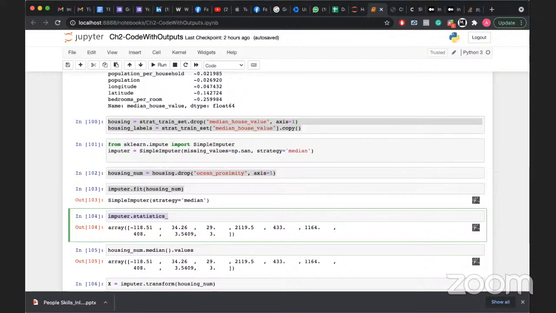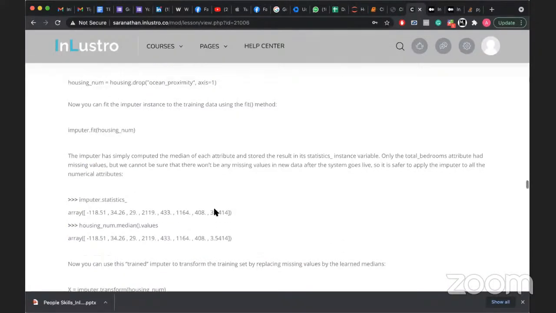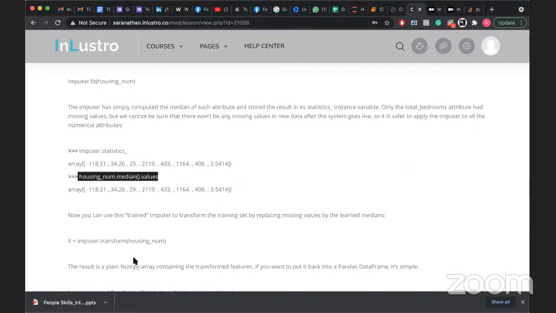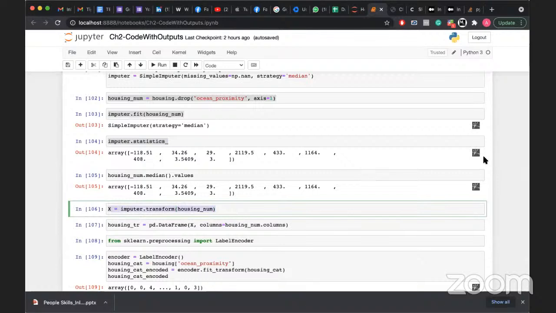Once you're done with that, you can also check housing_num.median values. That will also yield the same answer. Now you can use this trained imputer to transform the training set by replacing the missing values with the learned medians. So what do you do? Imputer.transform of housing_num. Let's execute this to transform the training set by replacing the missing values with the medians: X equal to imputer.transform of housing_num.